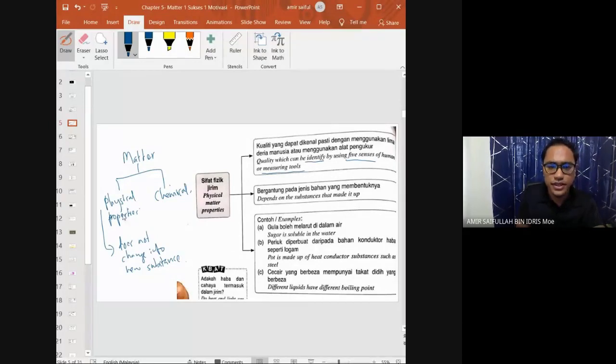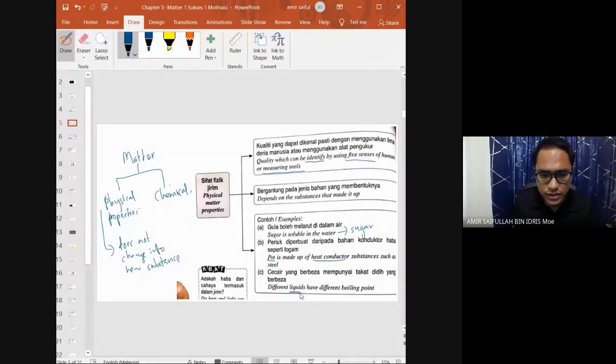Physical properties are properties that can be observed without changing the matter into a different substance. It doesn't change into another thing. It only changes its shape, but it is the same thing. Like sugar, although sugar is soluble in water, it is still the same sugar, just that it melts in the water. Like a pot, we know a pot is made of heat conductor because it can become hot and also cool easily because it's a good heat conductor.